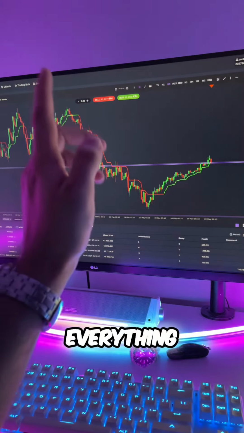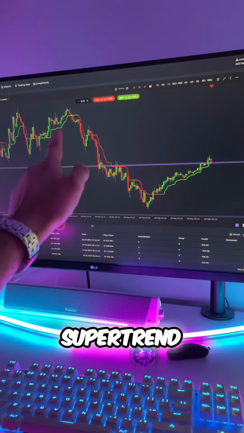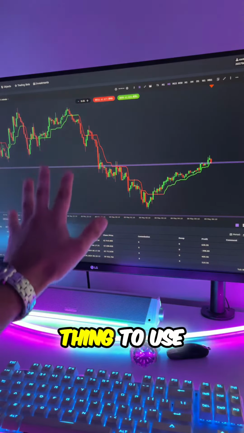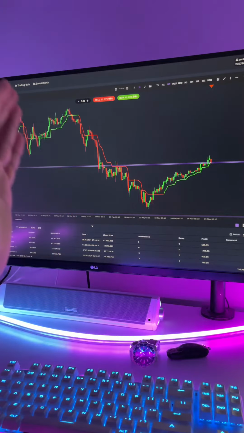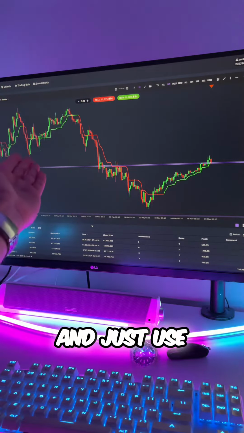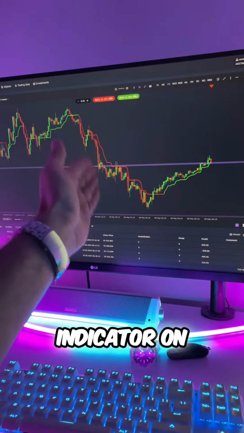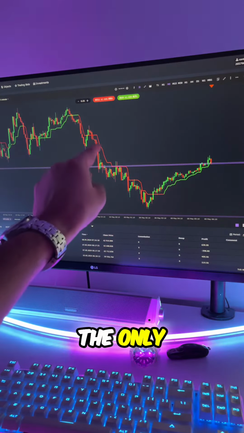Forget everything you think you know. This Supertrend indicator is the only thing to use. Stop trading on your broker platform, stop risking your money, stop hallucinating, and just use this Supertrend indicator on Abbado.com. This is the only way to trade.